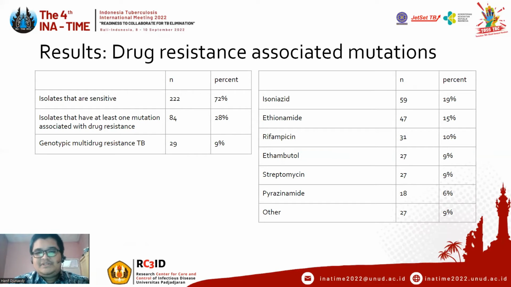From these drug resistances, a majority have mutations that are associated with isoniazid resistance, about 19%, followed by ethionamide at 15%, rifampicin at 10%, followed by ethambutol, streptomycin, and pyrazinamide, and then a total of 9% had various other mutations that are associated with resistance to other drugs.